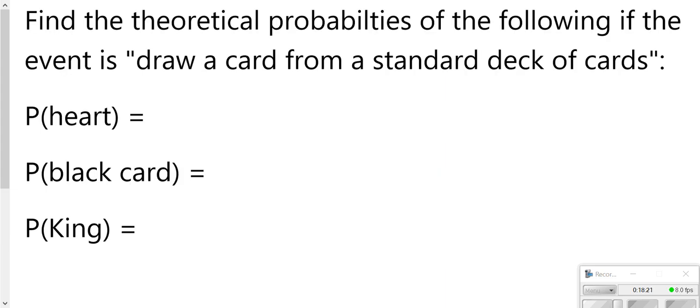Okay, there are some questions coming up that I'd like you to pause and then check. I'm just going to trust that you can do that. So right now, take a second to pause the video and try these problems.